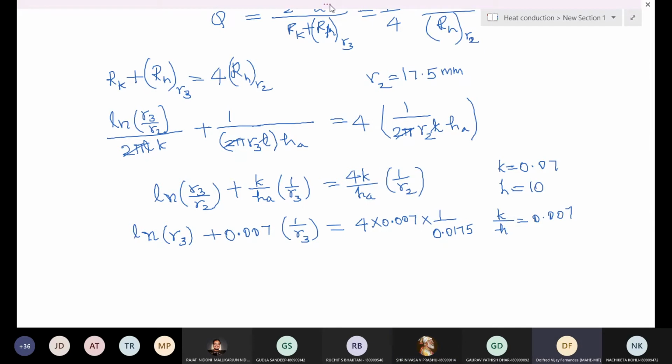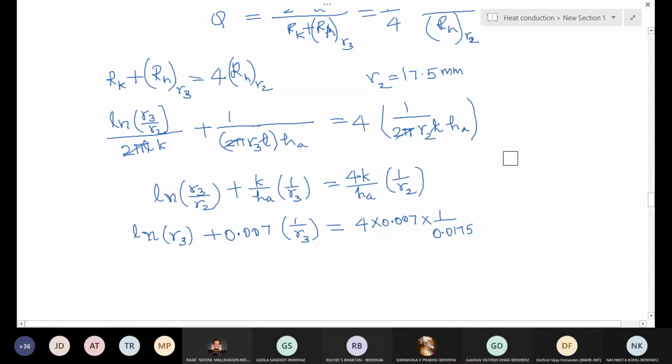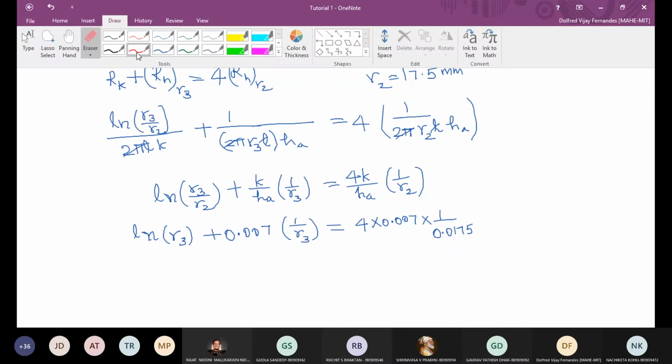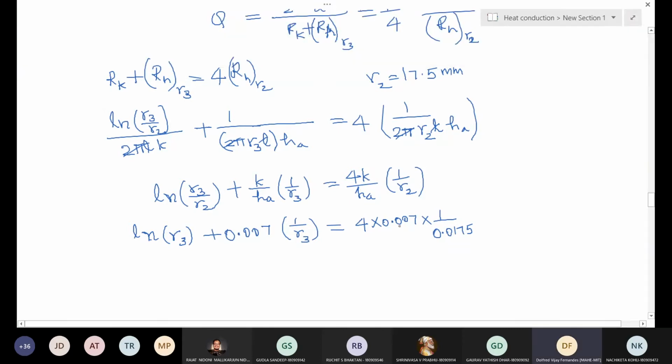Okay. So that one I will put here. ln R2 will come here. So 0.017. Okay, so right, inside everything is known. You can just calculate and tell me.